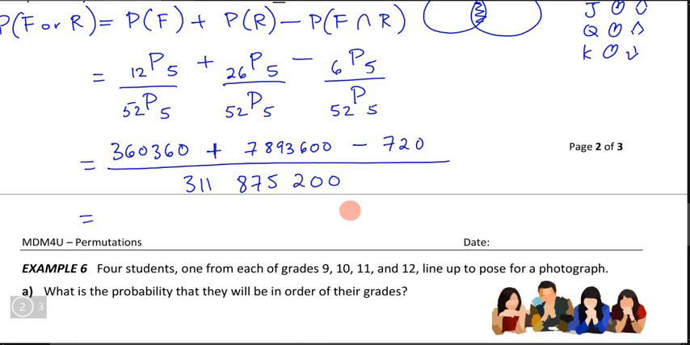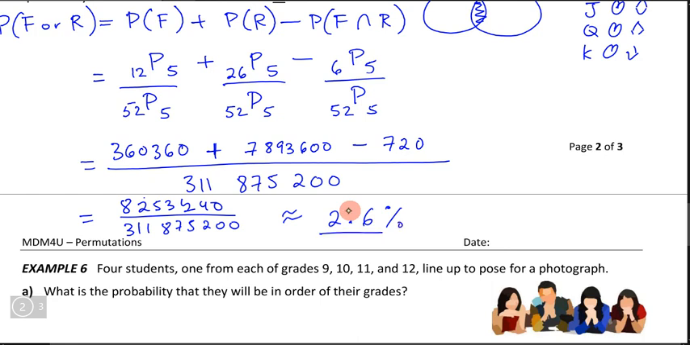Overall, when you add them all up, I get 8,253,240 over 311,875,200, which is equal to 2.6%. So there's a 2.6% chance that all 5 cards will either be red or will be face cards.